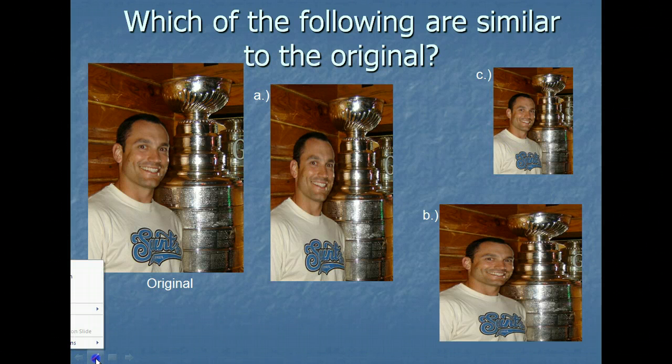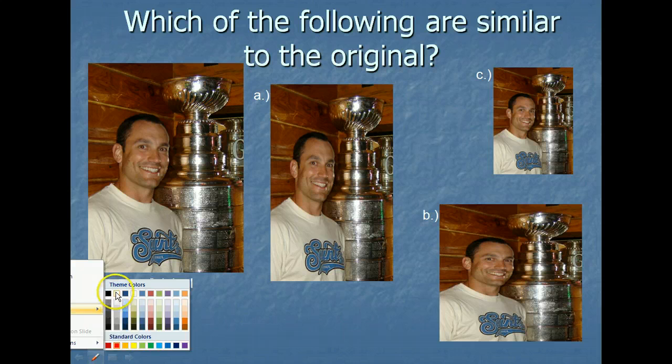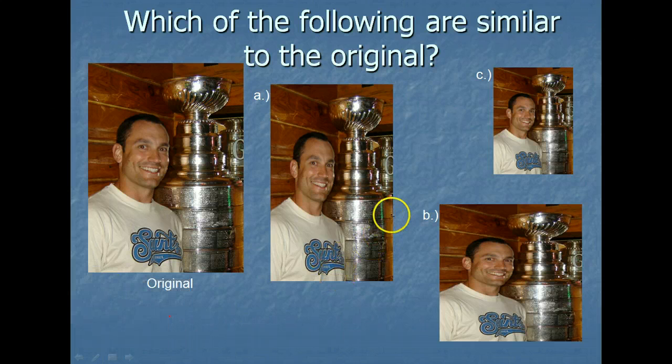If we look at A, it looks like the picture is too tall. A looks like my picture has been squished this way or stretched vertically. B looks like the picture is too short and fat. It's like this original picture has been squished down. C, on the other hand, looks just like the original.